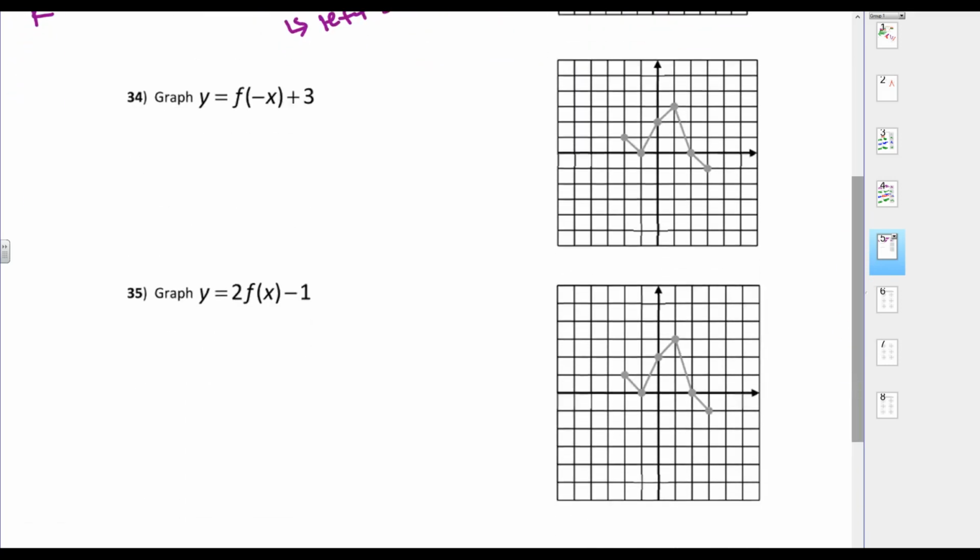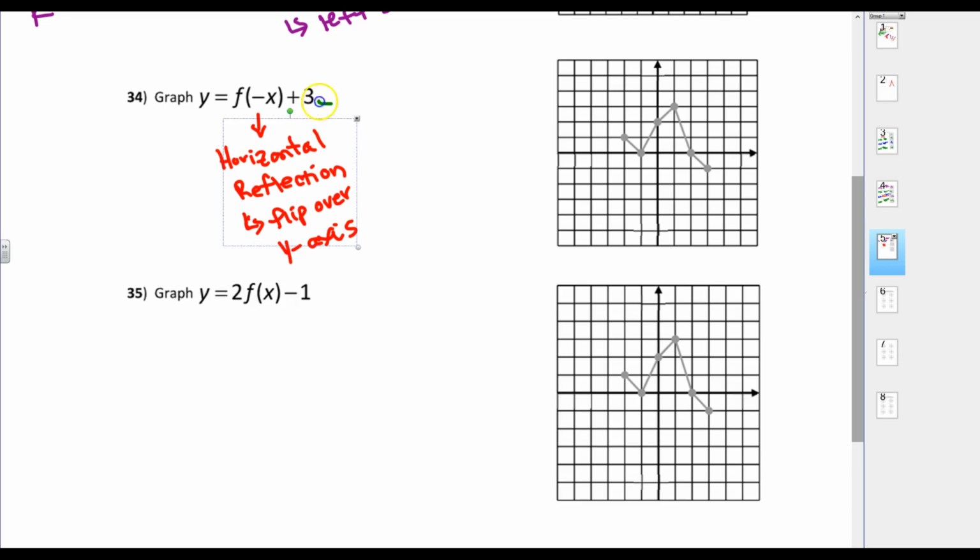Okay, let's take a look at this next one. I've got f of x equals, or y equals f of -x plus 3. The negative x is a horizontal reflection, which means all of my x values are going to flip over the y-axis. Flip over y-axis. And then I've got on the outside here, this is a vertical translation. And what that means is that all of my y values, we're going to go up 3.